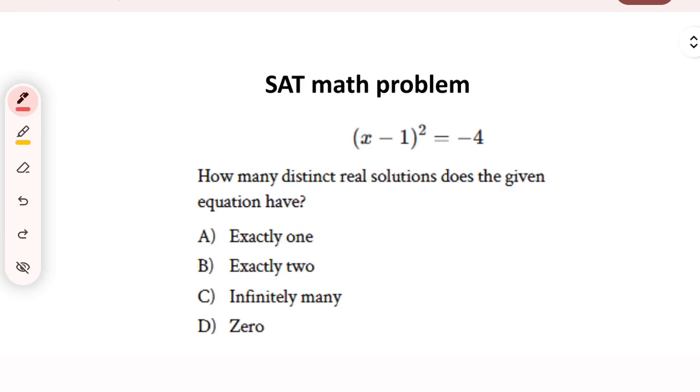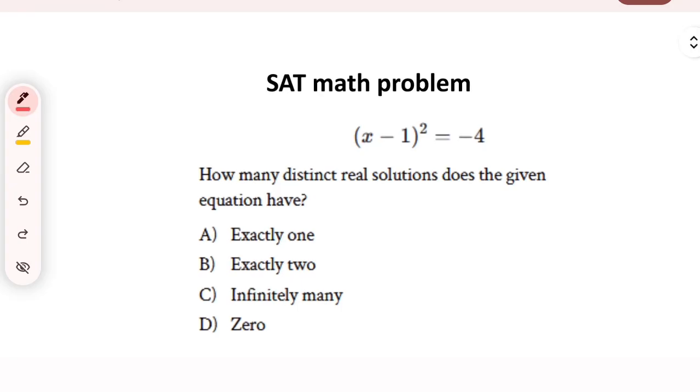(x minus 1) squared is equal to minus 4. The question is, how many distinct real solutions does the given equation have? So you are given this equation, and the question is, how many distinct solutions can you derive from it? How many solutions do you think there are? All right, so don't panic. You need to relax and then think of your approach.